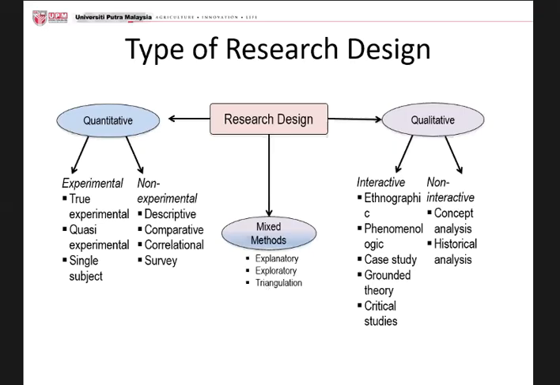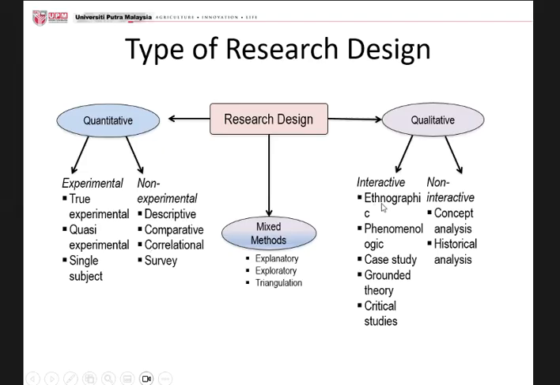Okay. So you can have research design that is quantitative, qualitative, or mixed method. This is something that I think is common. Right? So quantitative is something like experimental and non-experimental. Experimental is true experimental, single subject, and so on. Non-experimental: descriptive, comparative, correlational, and survey.